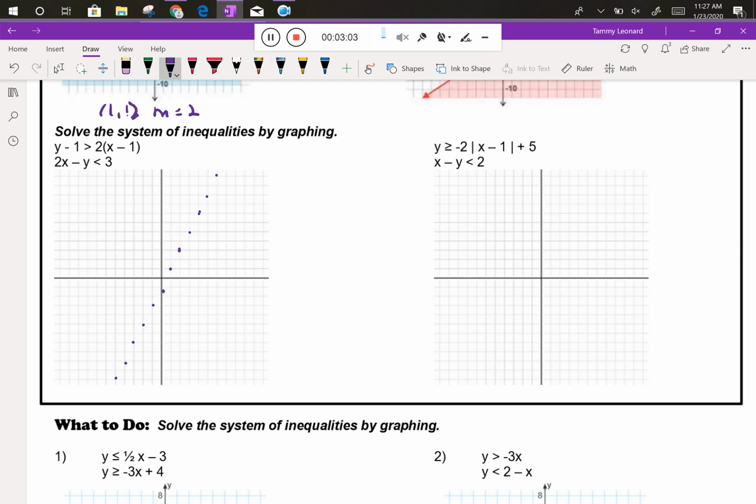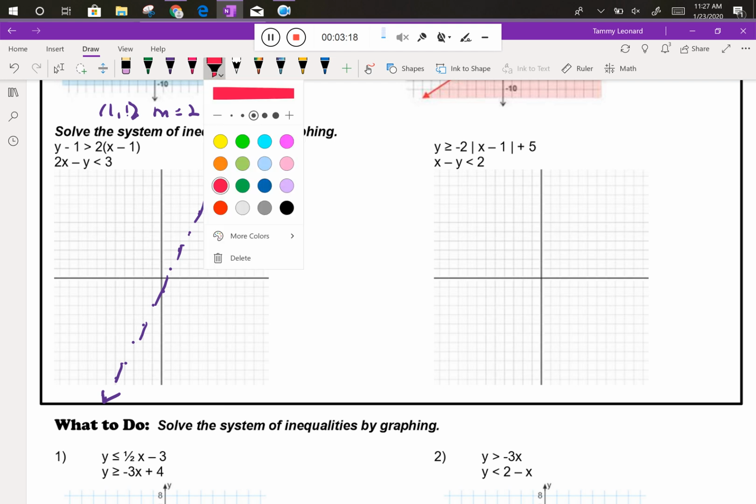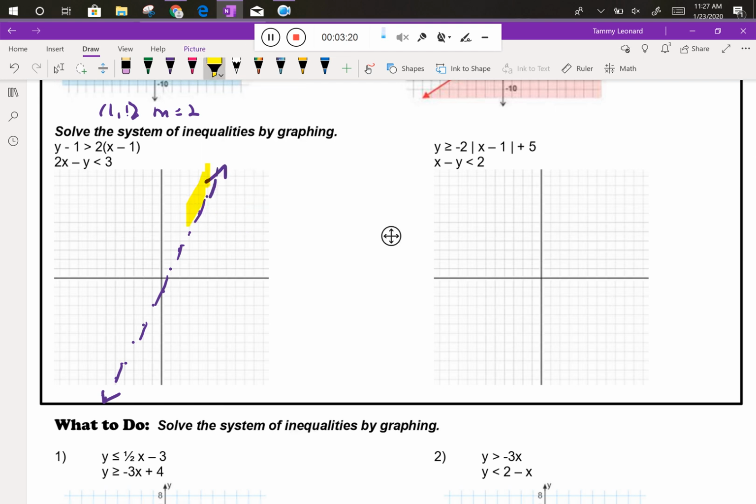All right, now this is a dashed line because we don't have an or equal to. And we are going to have to shade above. So if I go to do the shading on this, I'm going to shade everything above the line. I'm not going to label yet because if these two lines intersect each other, then I'll be able to use their intersection point as one of my 2 points on this line. So I'm going to hold off on the labeling.